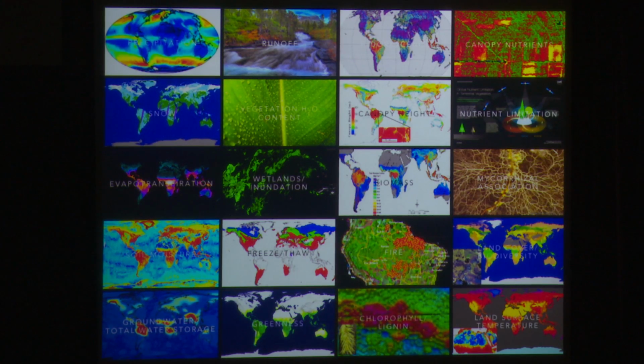There are a ton of amazing products out there across water and carbon. We've got precipitation, snow, evapotranspiration, soil moisture, groundwater, runoff. We've got vegetation water content, wetlands, inundation, freeze-thaw, the greenness. We've got fluorescence, canopy height, biomass, fire, chlorophyll, lignin, canopy nutrients.